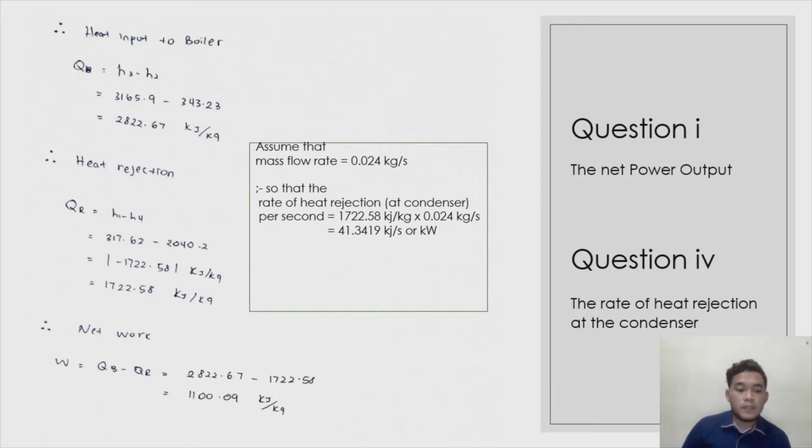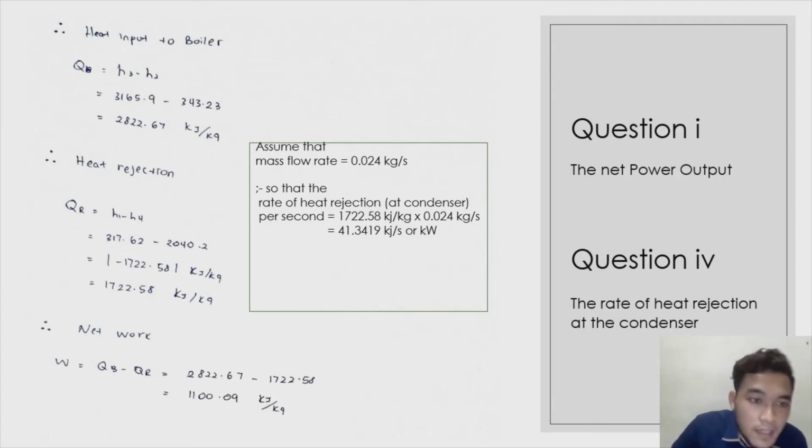For heat, as we know, the flow of heat is from the high temperature to the low temperature. Basically, to obtain the heat rejection, we have to subtract the amount of heat at the low temperature from the amount of heat at the high temperature, so that we can have the heat rejection.